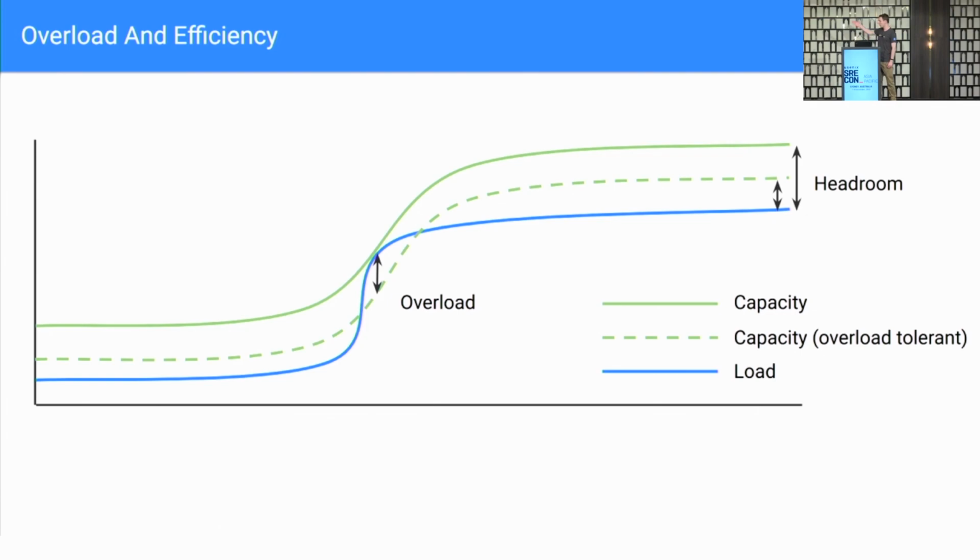So for example, in this diagram, if we can't tolerate any overload, then we are that green line at the top. That's how much headroom we need. If we can tolerate overload, we are that dotted line. We can bring our headroom down and save. So the better you can handle that overload, the more efficient you're going to be.